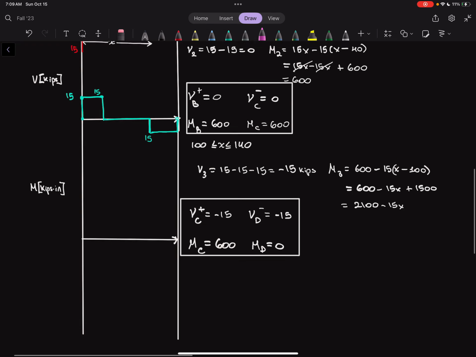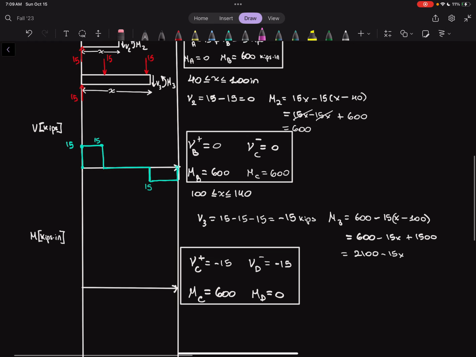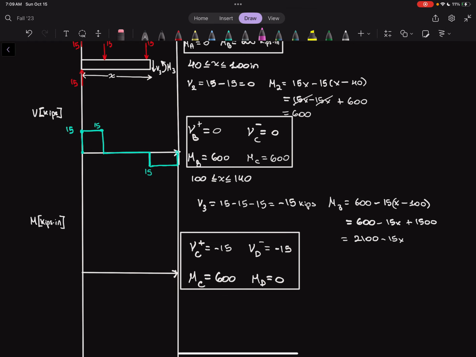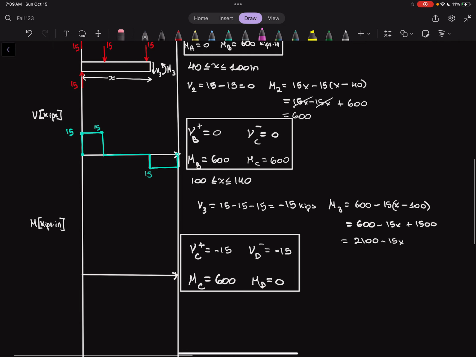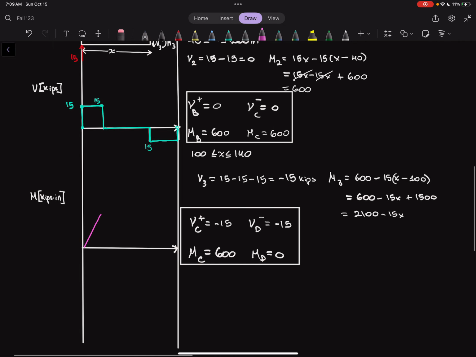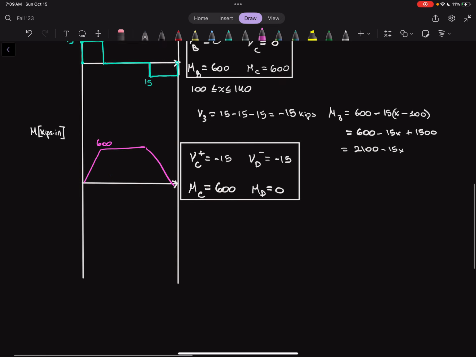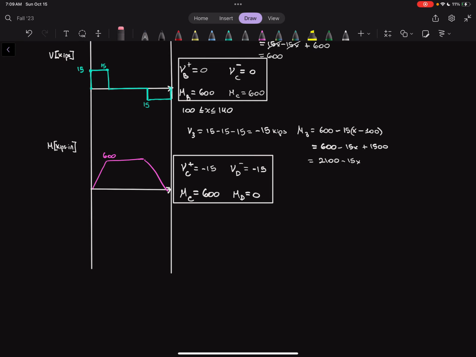And then we do our moments. The moments, so here, if it's a horizontal line for the shear, we're going to have a line with a slope. We're going to get from 0 to 600. So bang, right here. Then it's going to be constant. And then bang, right there. And this is 600. So that's how you would do that.